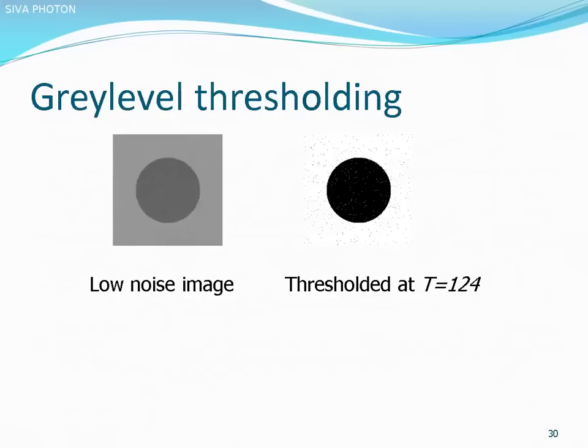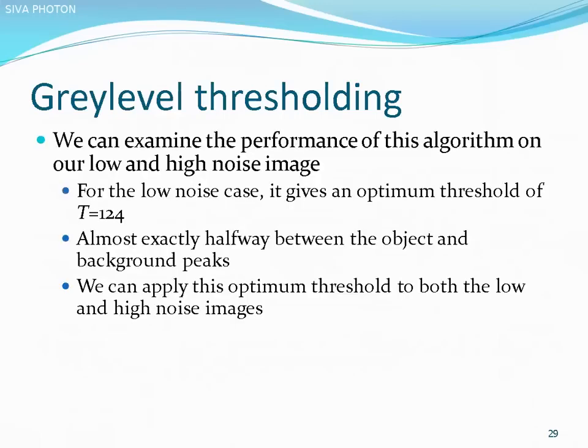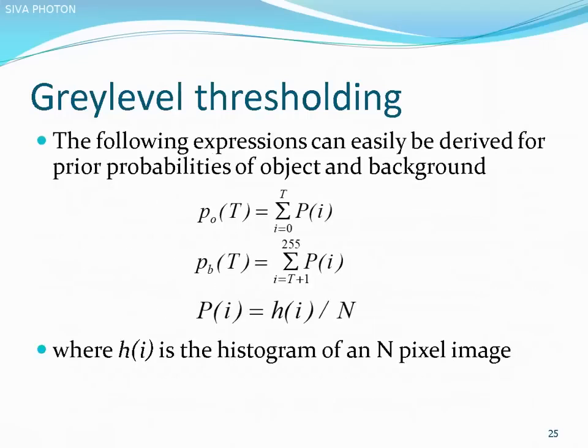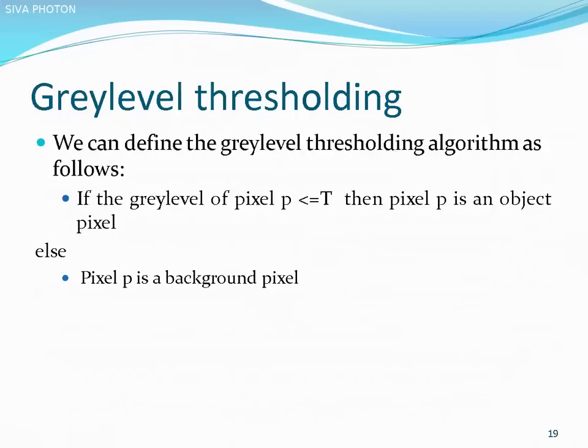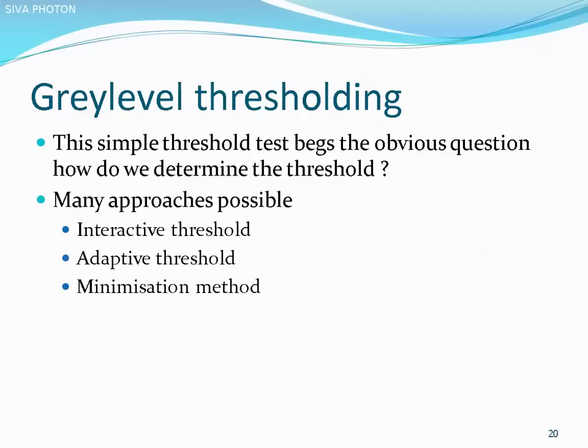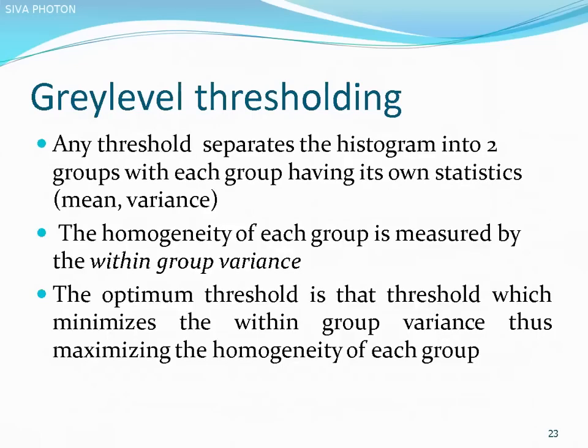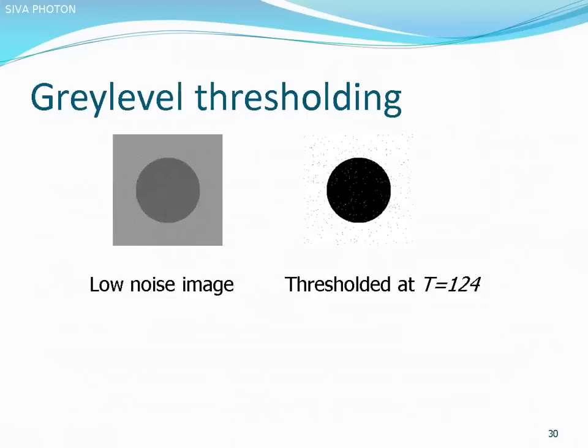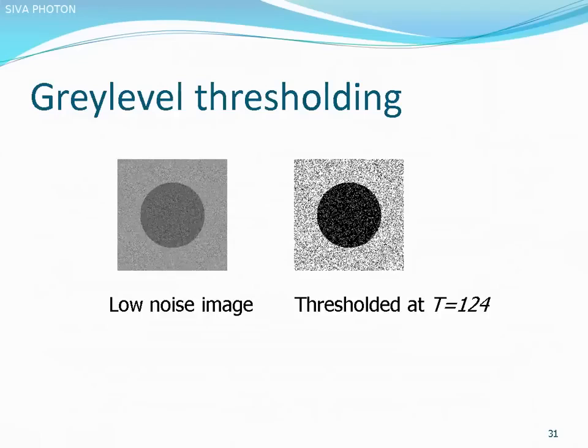So for the low noise image, here we are doing thresholding with threshold value 124. How are we setting that 124? There are three types to determine the threshold value, namely interactive threshold, adaptive threshold, and minimization method. As now we are explaining only the minimization method, based upon the minimization method, the threshold value is found as T equal to 124. Now you are checking the segmentation of the low noise image.